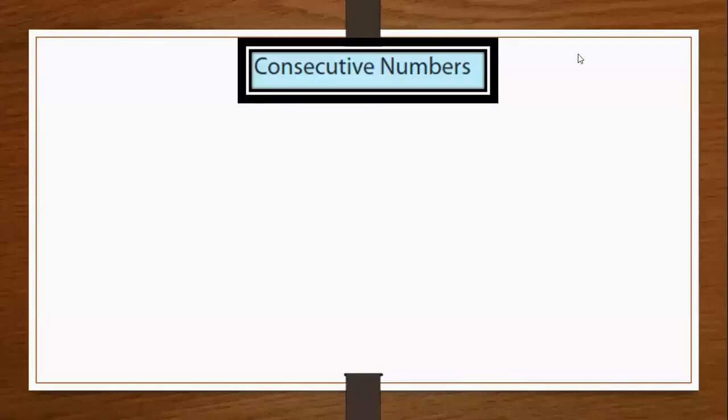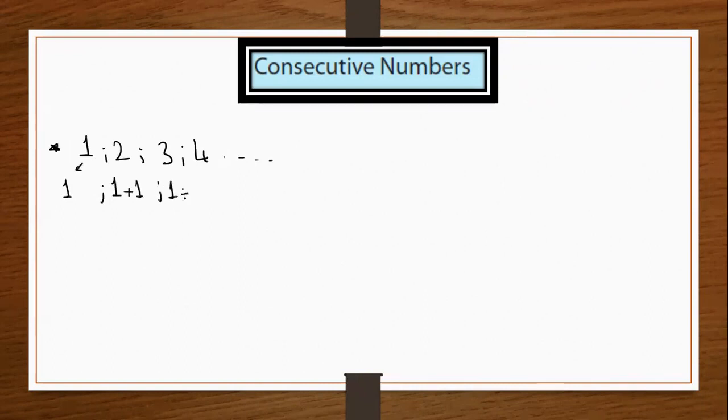Hello and welcome. In this lesson, we are going to talk about consecutive numbers. Consecutive numbers are 1, 2, 3, 4, and it goes to infinity. What we use in questions is that if this one is 1, this one will be 1 plus 1, this one will be 1 plus 2, and this one will be 1 plus 3. So this is for normal consecutive numbers.